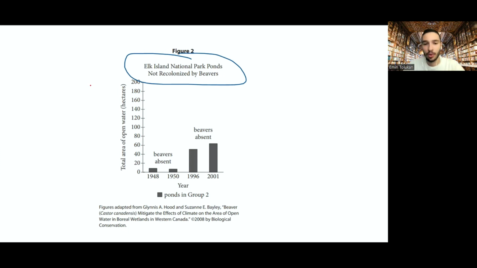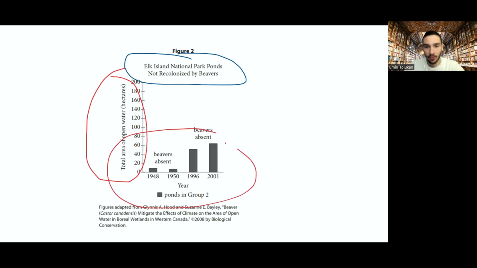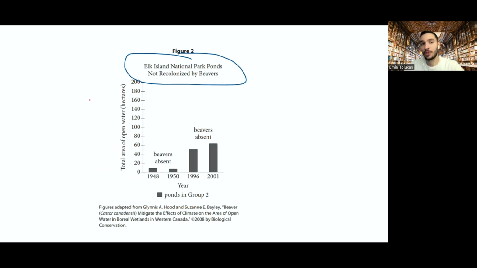The next thing that is important is, of course, the indications on the vertical axis and on the horizontal axis. Of course, this figure is trying to give us an idea. So what is it trying to convey? What is it trying to tell us? Well, on the vertical axis, you're going to understand what these numbers are showing. These numbers, 200, 180, 160, it turns out that this is the total area of open water in hectares. Okay, perfect. I know that this 20, 40, 60 is the total area of open water.